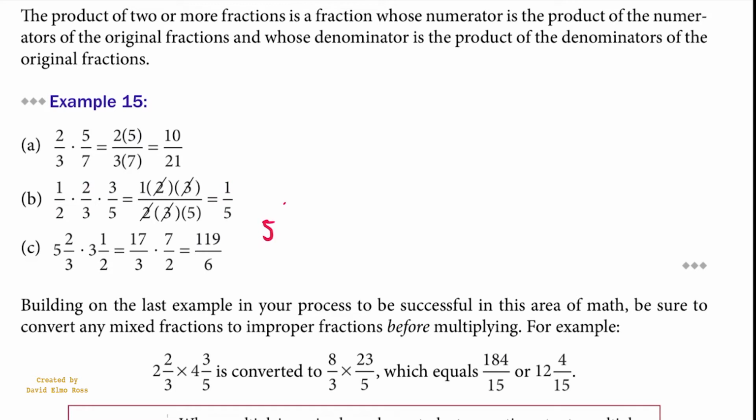When we take a look at 5 2/3, we have to convert this to an improper fraction. And the way we do this is we multiply 3 times 5 and add 2. So 3 times 5 is 15 plus 2 is 17 over 3. And that's where we get this term here. 3 1/2 is 2 times 3 plus 1 over 2, which is 7 over 2. And that is where we get this term. So 17 over 3 times 7 over 2 gives us 119 over 6. This is the final fraction that has been simplified.